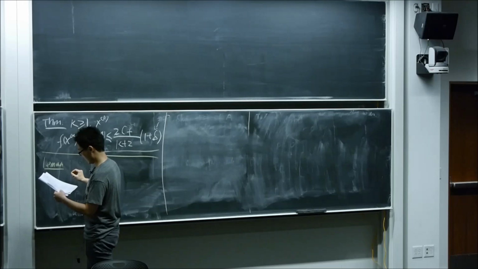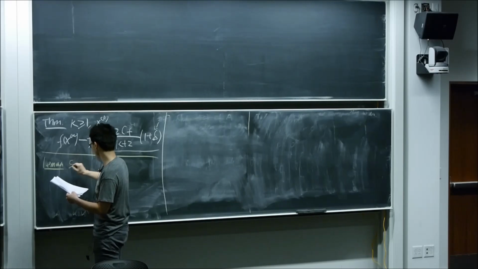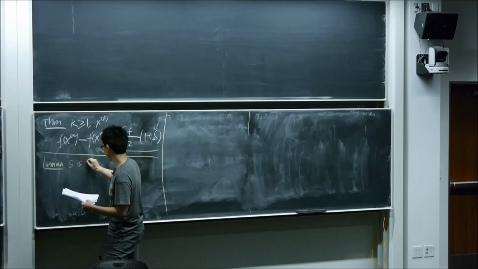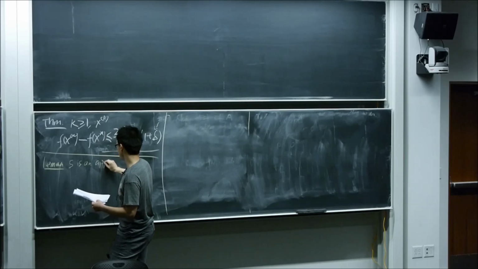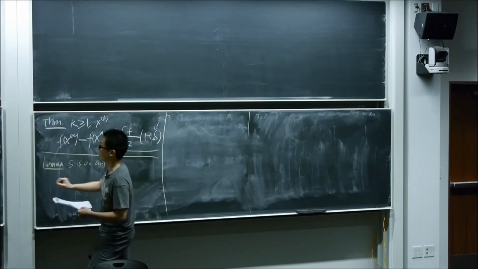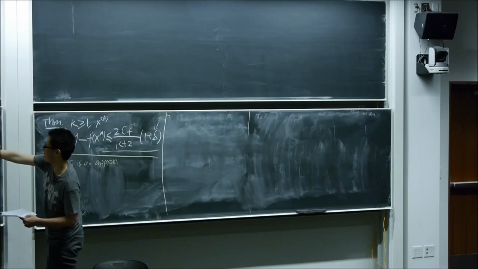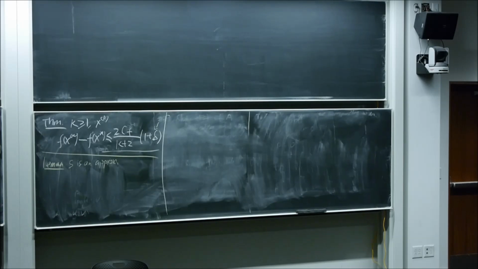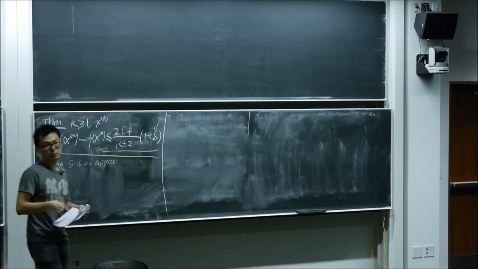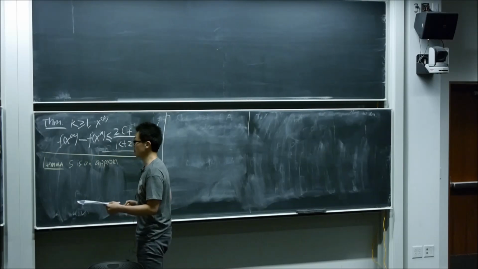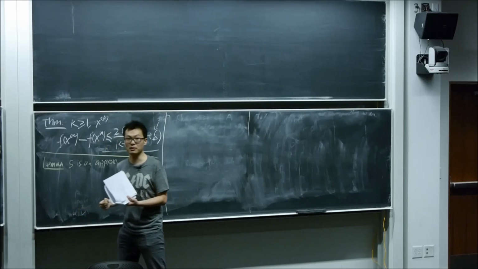So the lemma says that if S is an approximate solution according to that criteria. I didn't talk about the multiplicative version because it's not in this paper but in the other paper. But the analysis is basically the same.